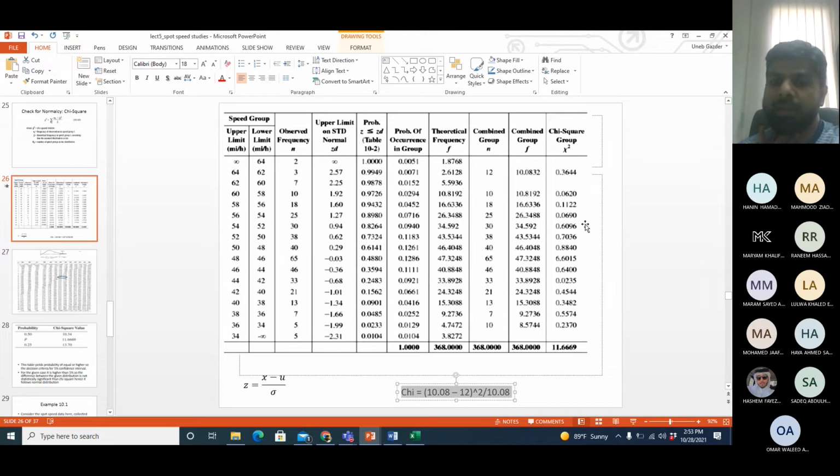In the same way, you will calculate the chi-square for each group, and then you will do the summation for all the groups. So this is the last value, 11.6669. This is the combined chi-square value for this entire data set.